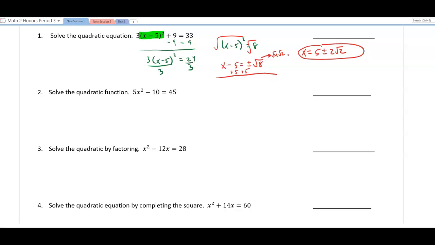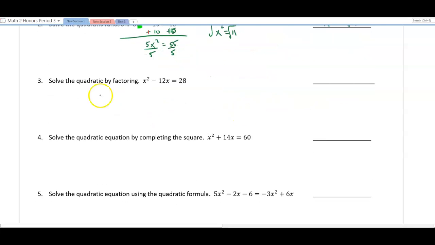So the next one, you're going to use the square root method again. First thing you want to do is isolate the x squared term. Get that by itself. So I'm going to add 10 to both sides to make that happen. So 5x squared equals 55. Then divide both sides by 5. X squared equals 11. To undo the exponent 2, take the square root of both sides, and you end up with x equals plus or minus the square root of 11.